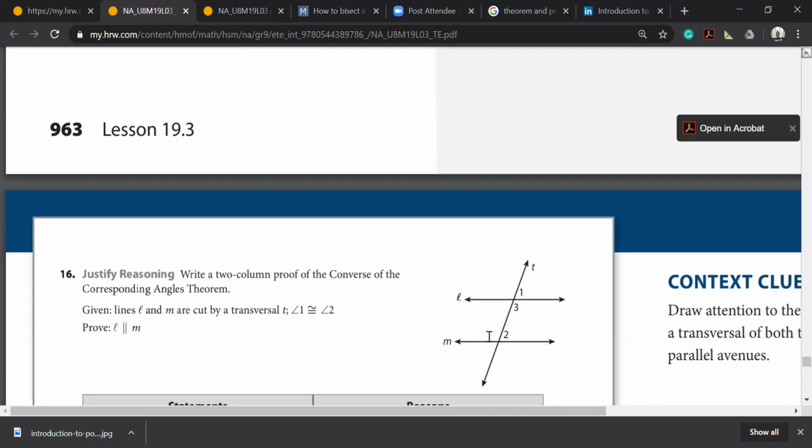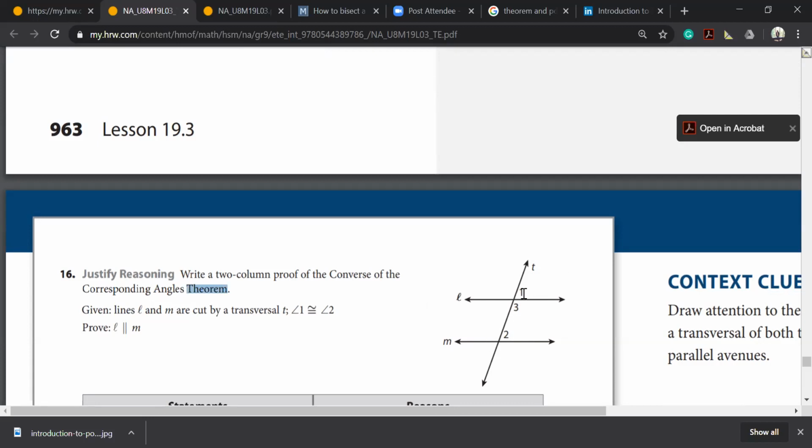But remember, the converse of the corresponding angle, what? Theorem. And theorem needs what? Needs a postulate to prove it. And the only postulate that we took was the same side interior. So I need to reach that angle 3 plus angle 2 are supplementary. How to reach it? Again, let's think before we write.